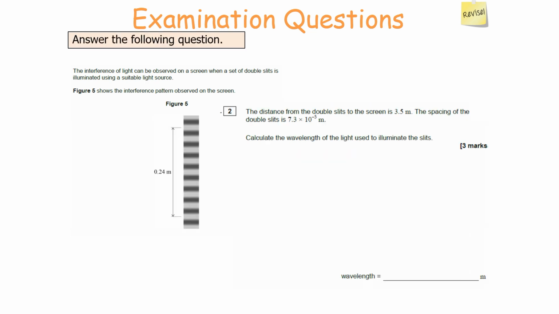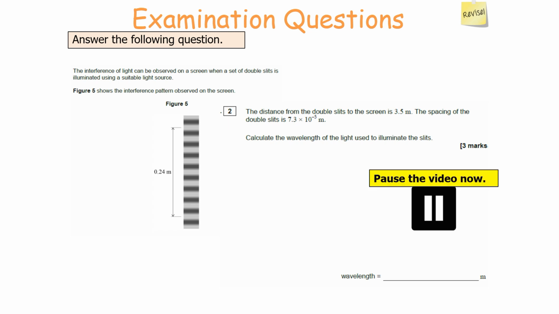The distance from the double slit to the screen is 3.5 meters. The spacing of the double slits is 7.3 times 10 to the minus 5 meters. Calculate the wavelength of the light used to illuminate the slits. Pause the video now, then unpause the video when you want to go through your answer.